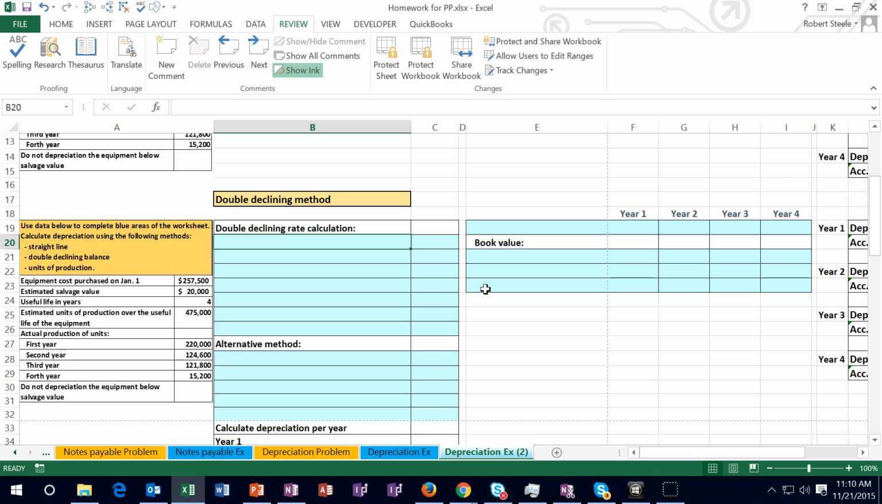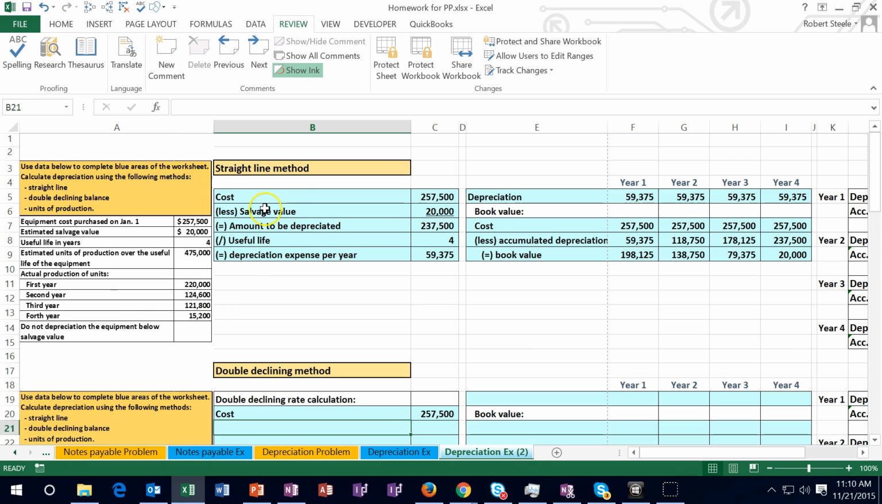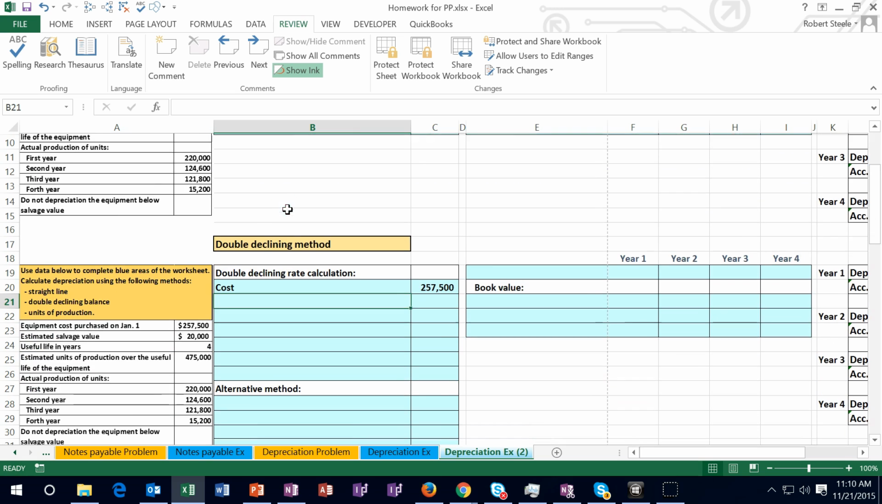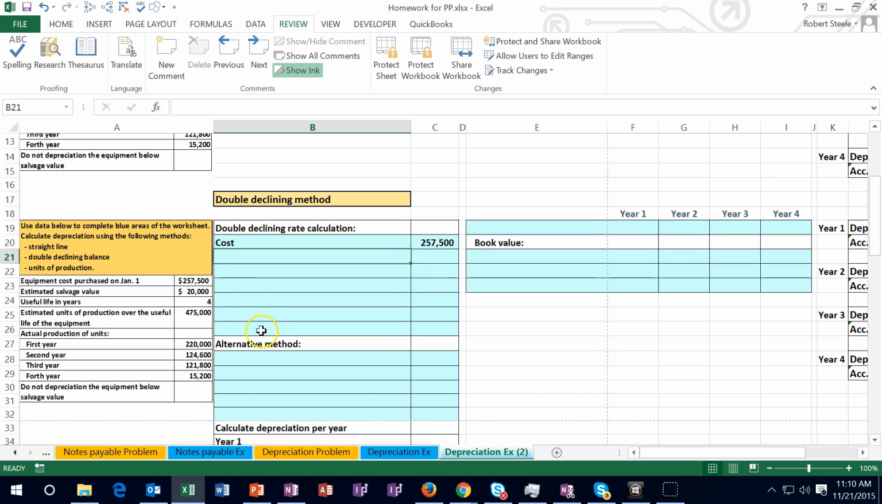So in this case, we're going to start with year 1's depreciation. We start off the same as we did last time with the cost, which in this case is $257,500. That's what we bought this equipment for. Last time we subtracted out the salvage value in calculating the straight line method. We are not going to do that for this method, and this will become apparent as we go.